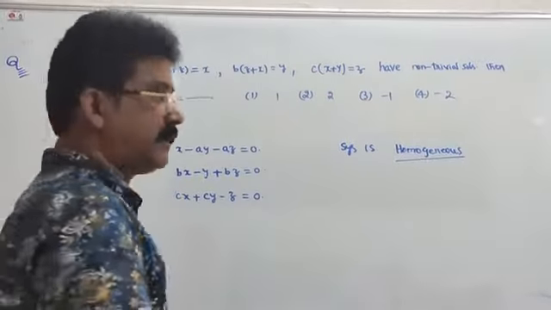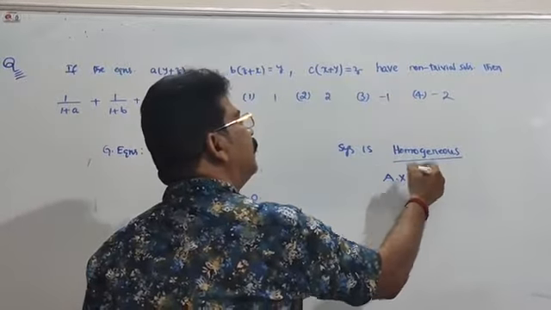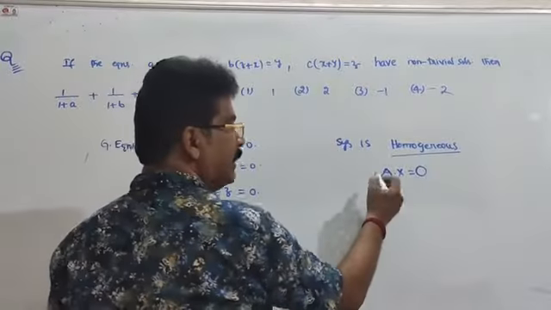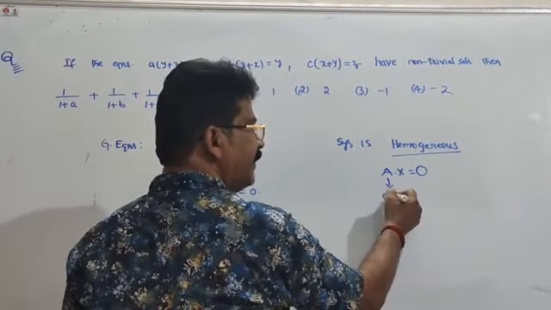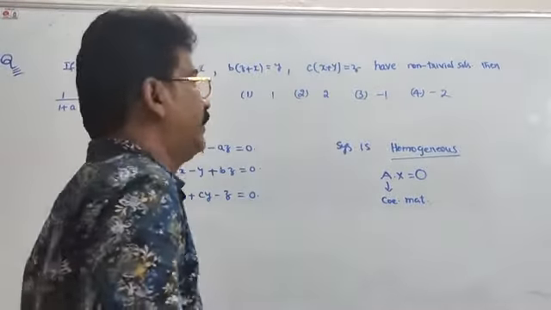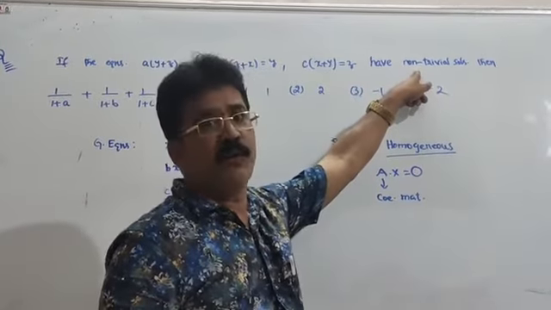System of equations. Let us recall: capital A times x equals 0 matrix. This is the homogeneous equation. Once again, capital A is what? The coefficient matrix. So here the system has non-trivial solutions.